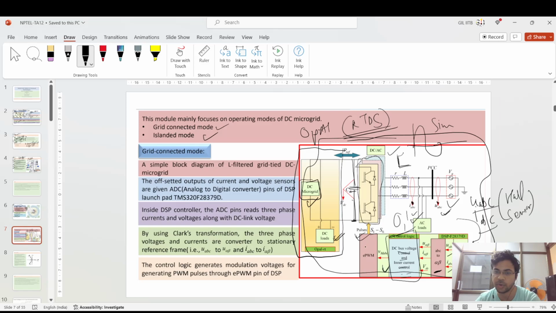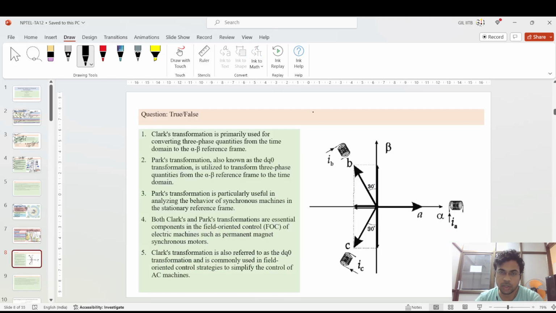After that, whatever the PWM is being generated, it is fed to this DC to AC converter. So this is the basic typical setup, not control algorithm, but a basic setup for the grid connected system.